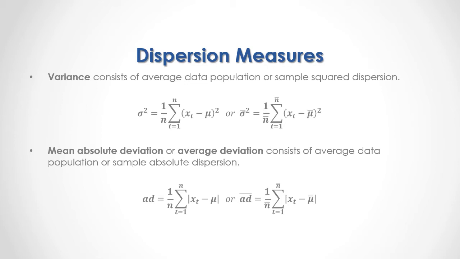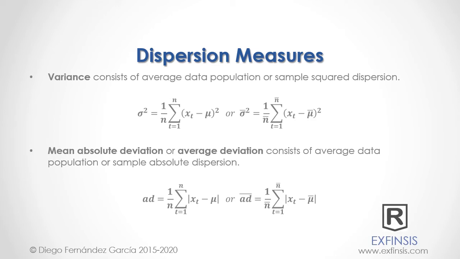And to the right we have the sample average deviation, which is equal to 1 divided by n, number of observations within the sample, multiplied by the sum from the first to the last of the absolute value of the differences between the data within the sample minus its arithmetic mean. Great. So let's go out into our studio so that we can study dispersion measures with greater detail.